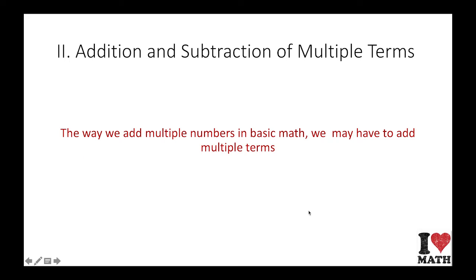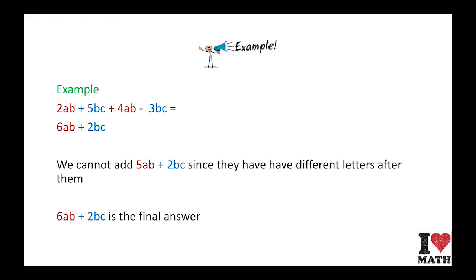All right, going further to the second topic for today, addition and subtraction of multiple terms. It is really important to know that the way we add multiple numbers in basic math, we may have to add multiple terms. And here's the first example that I want to show you. So we have 2ab plus 5bc. You already see it's a different group of letters. Plus 4ab, the same as the first one, minus 3bc, the same as the second group here.